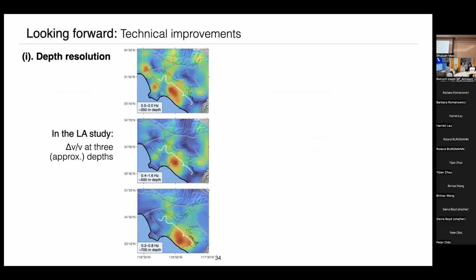From a technical perspective, one key advantage of delta V over V is really this depth resolution, because essentially all other methods for aquifer monitoring do not have very good depth resolution, especially for deeper aquifers. So in this LA study, as Barbara just asked about, we only provided the images at 3 different depths, limited by the short window Fourier transform we used.